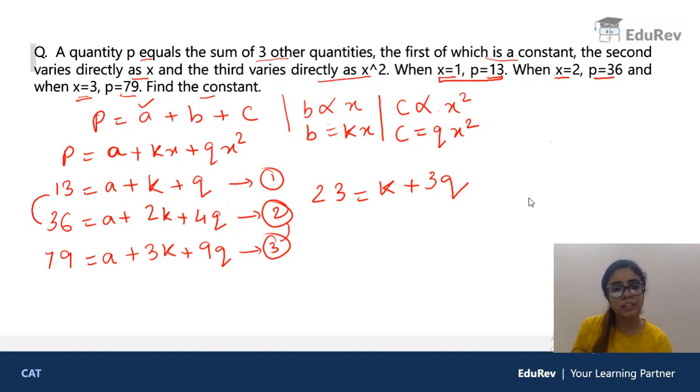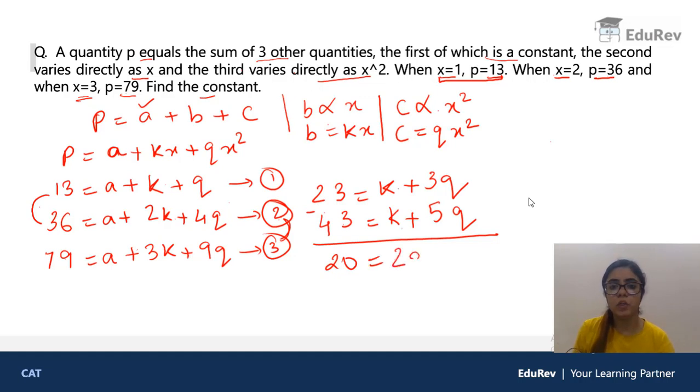Similarly, let's subtract 2 from 3. So 79 minus 36, which is 43, is equal to, A will get cancelled, 3K minus 2K is K again, plus 9Q minus 4Q is 5Q. So we got two basic equations, and we can solve them simultaneously now. Again, if I just subtract these two, I'll get 43 minus 23, which is 20. K will get cancelled. 5 minus 3 will become 2Q.